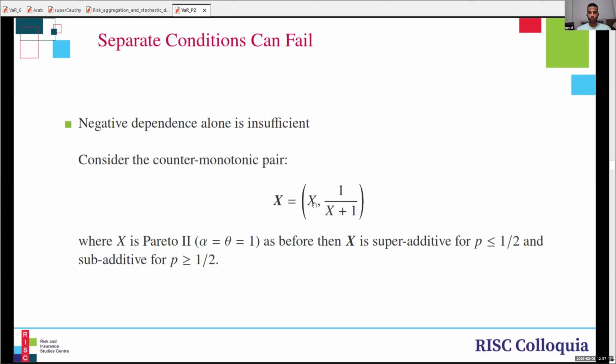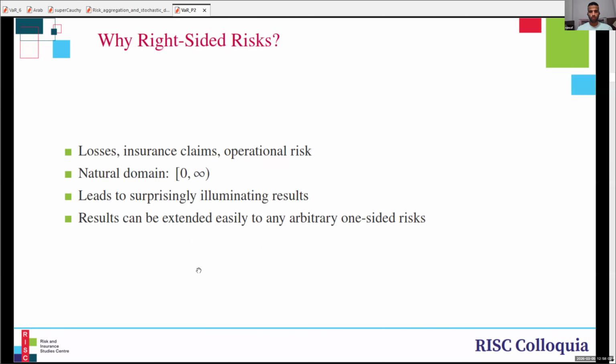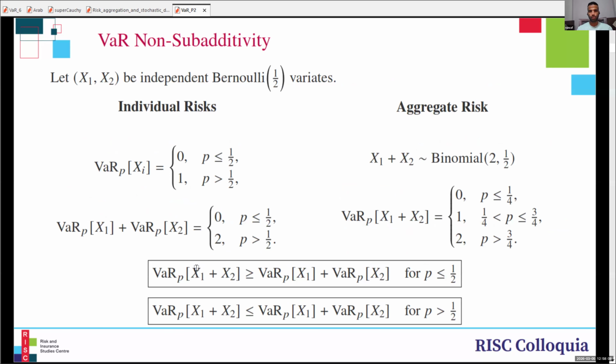The first component X is a Pareto, which has infinite mean. However, the second one here is no longer a Pareto. It will be a uniform random variable between 0 and 1, and as we know the uniform has a finite mean, which is half. So the first component has infinite mean, the second one has finite mean. So you can see that even though we have negative dependence, one has infinite mean and the other doesn't. Because of that, X is not fully superadditive. It will be superadditive only when p is less than or equal to half, and then subadditive when p is greater than or equal to half, just like the examples we took before, like the bivariate normal and the independent Bernoullis.